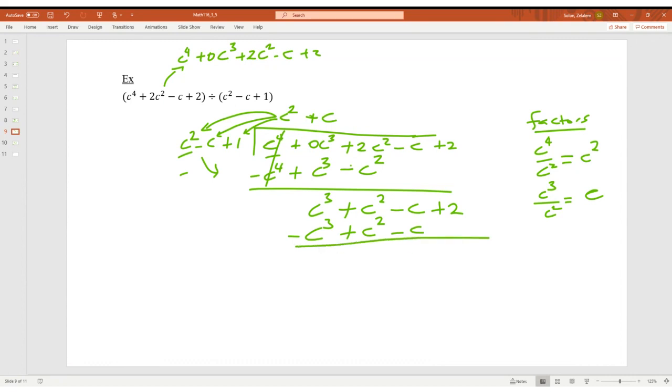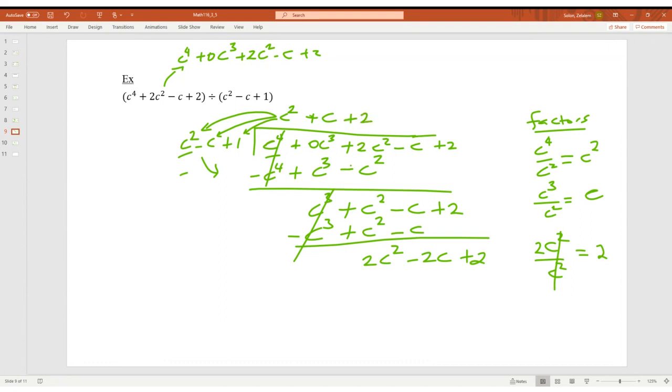So add, this will cancel out. C squared plus c squared is 2c squared. Negative c minus c is negative 2c, and plus 2. Bring down the 2. So still we are not done. We stop if the degree is less than c squared. So here 2c squared would be divided by c squared. Each time we are dividing by c squared, the leading term of the divisor. So that gives you 2. Because c squared cancels out, you have 2. So plus 2 here.